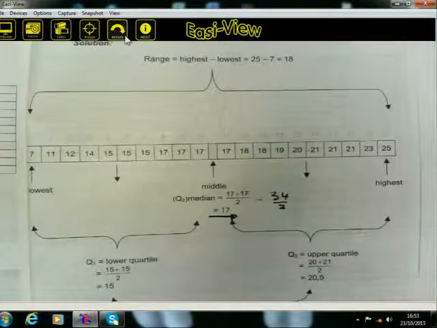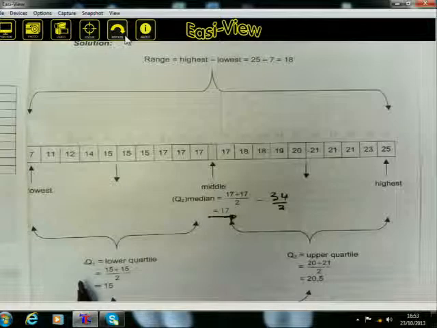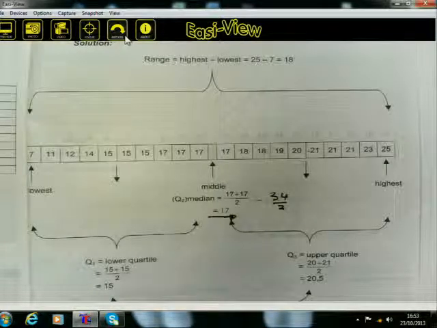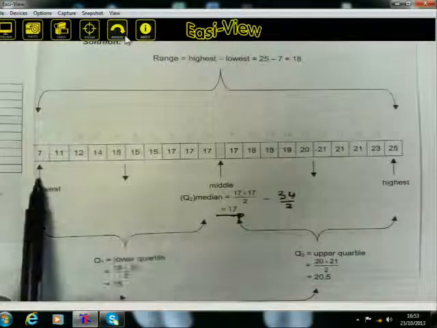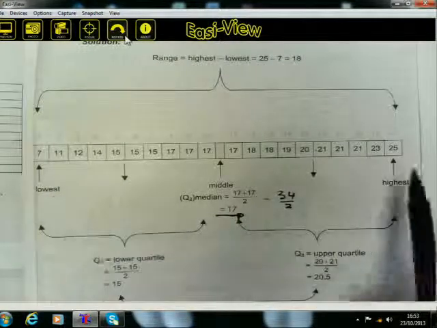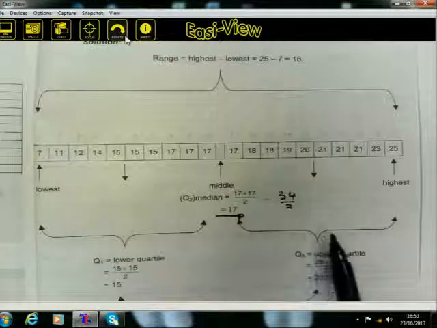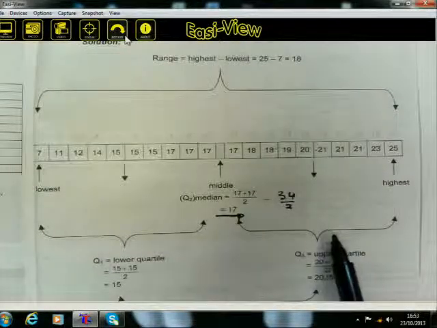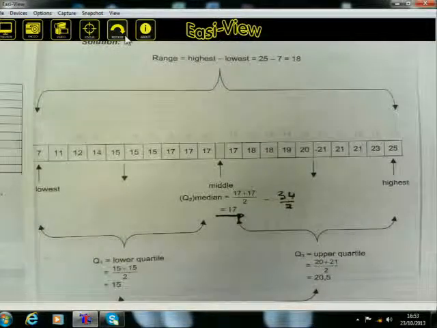Let me repeat it. We said Q1 is the first quartile, that means the lower quartile. Let's start with this again. Number 7 is the lowest number. Number 25 is the highest number. Remember, when we talk about the lowest and the highest, that's where we talk about the range.